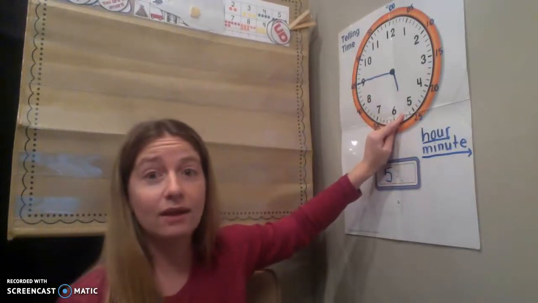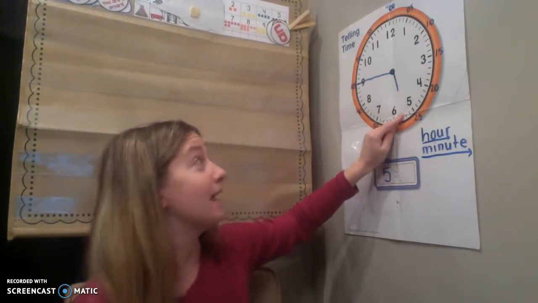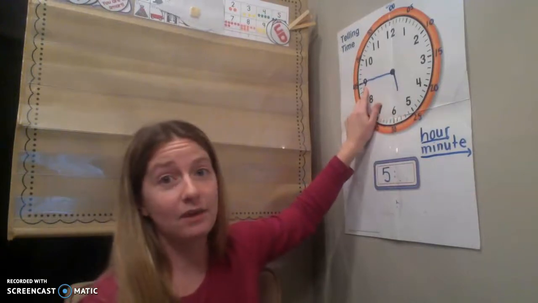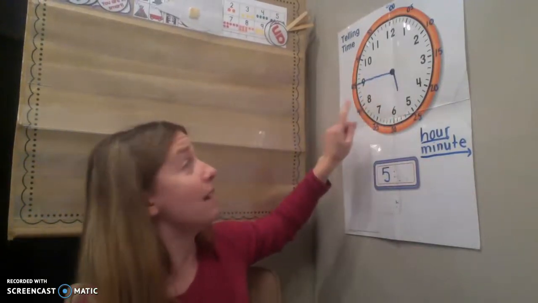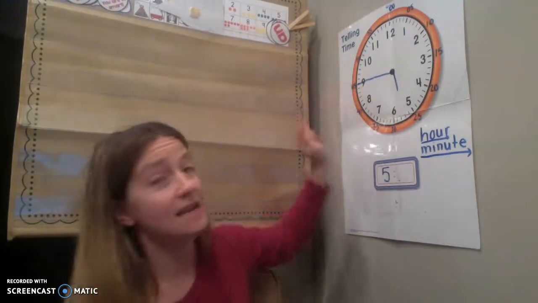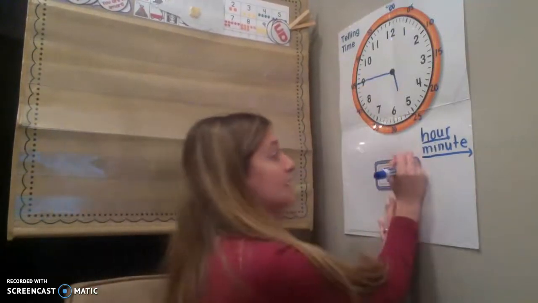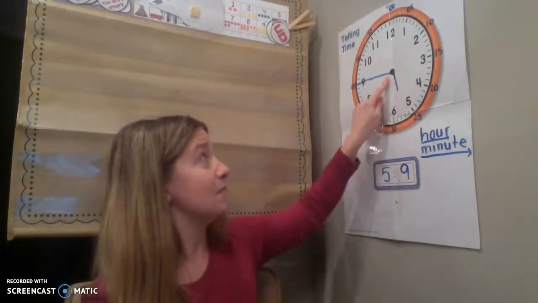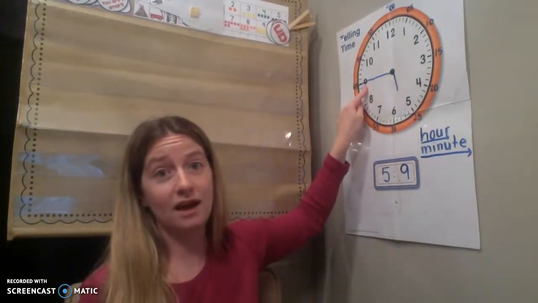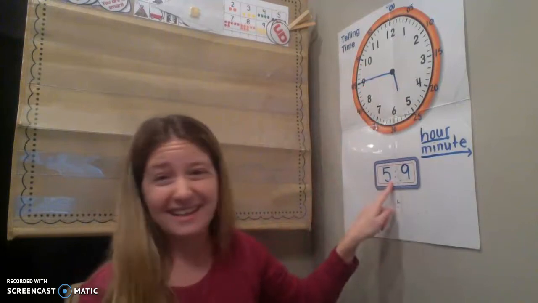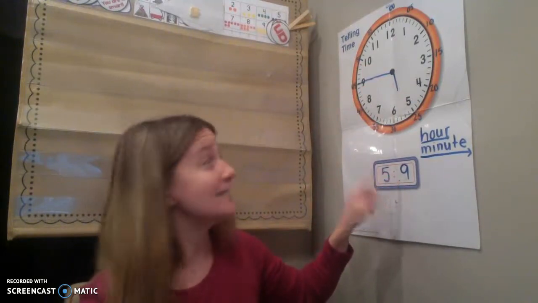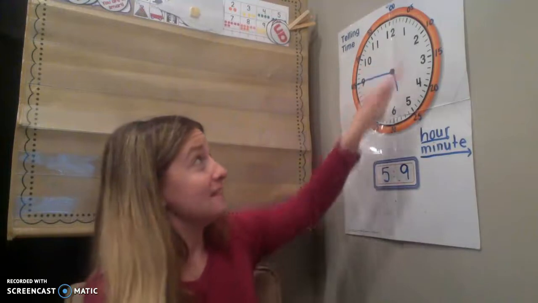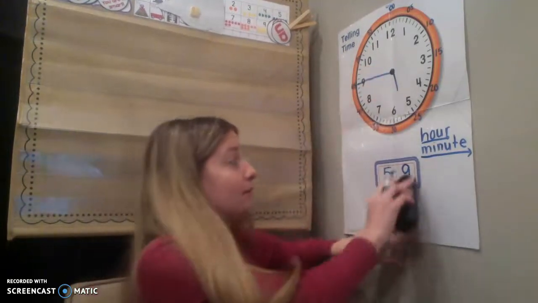Very good. And now I have to figure out my minute time. So I might think, oh, it says 9. So my time is 5:9, because the minute hand is pointing to the 9. But that is not right. It doesn't make sense. Remember, these numbers only tell me the hour.